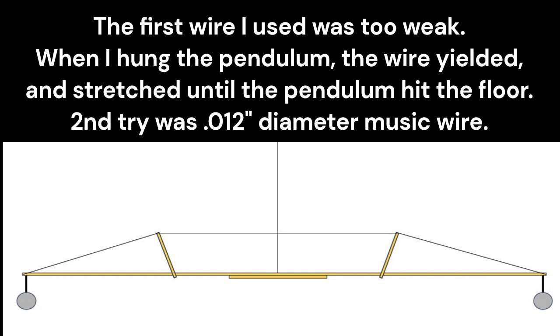The first wire I tried was too weak. When I tried to hang the pendulum from the ceiling, the wire yielded and just kept stretching until the pendulum hit the floor. Then I tried a second wire, which was a 0.012 inch diameter music wire, which had a higher yield point. So it did not yield, but it still stretched about 2 or 3 inches when I hung the weight on it, just from elastic stretching.